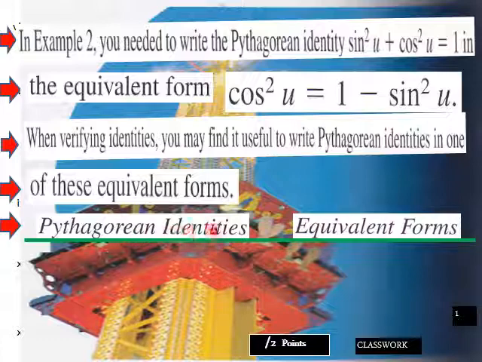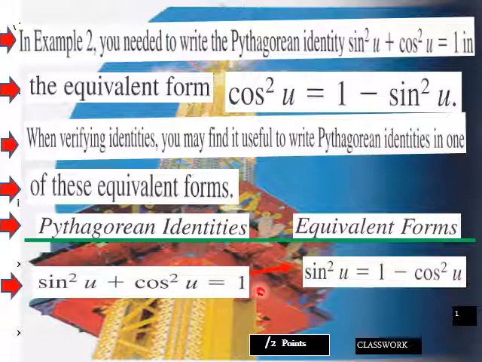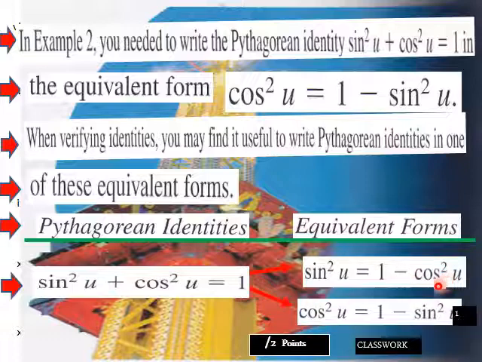So we have Pythagorean identities, and then we will have equivalent forms here. So this is a Pythagorean identity here, sine squared u plus cosine squared u equals 1. An equivalent form would be sine squared u equals 1 minus cosine squared u, or cosine squared u would equal 1 minus sine squared u. So these will be equivalent to this expression here.